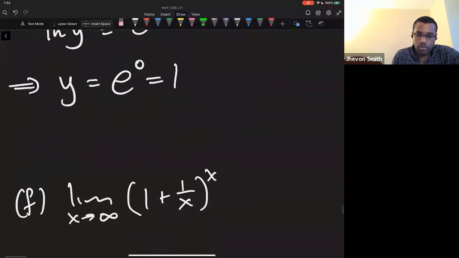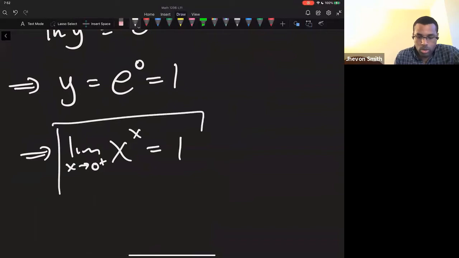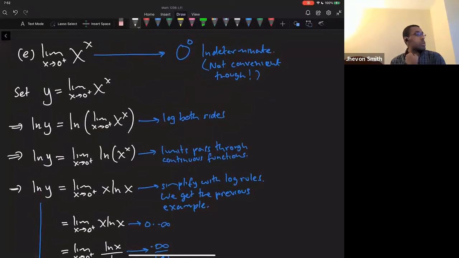And so, of course, that means the limit is equal to 1. Right? So that's one way to do it. So yeah, if a power is problematic, use a logarithm. That's a standard procedure now.